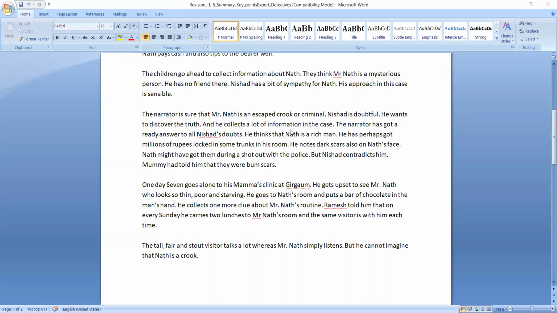He noted the dark scars on Mr. Nath's face. उसने notice किया कि Mr. Nath के चेहरे पर काले निशान भी थे. Mr. Nath might have got them during a shootout with the police. What did he say? He believed that Mr. Nath might have got them during a shootout with the police. कि पुलिस के साथ कोई एनकाउंटर हुआ होगा. But Nishad had contradictory statements. Nishad had opposite statements. Mummy told them that those scars were burn scars.